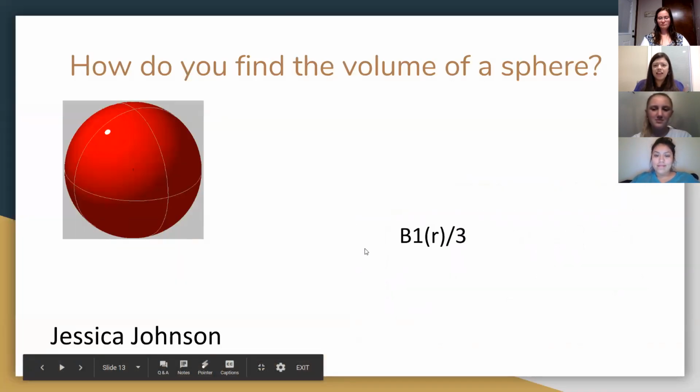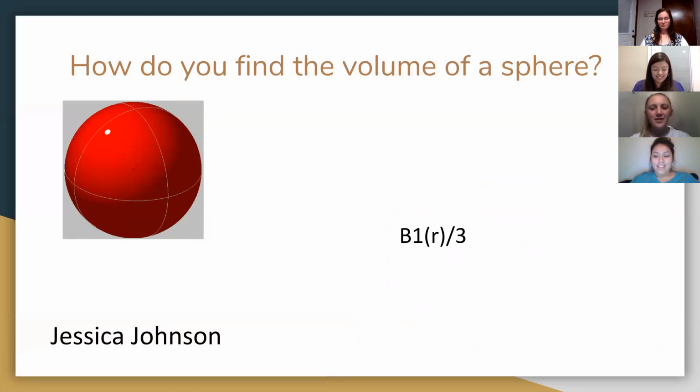Thank you. I'm getting the hang of this perimeter thing. Hey, Jessica, how do I find the volume of a sphere? Claudia, buckle up because this is going to be a long ride. In order to find the volume of a sphere, you need to use the formula 4/3 times pi times radius cubed.